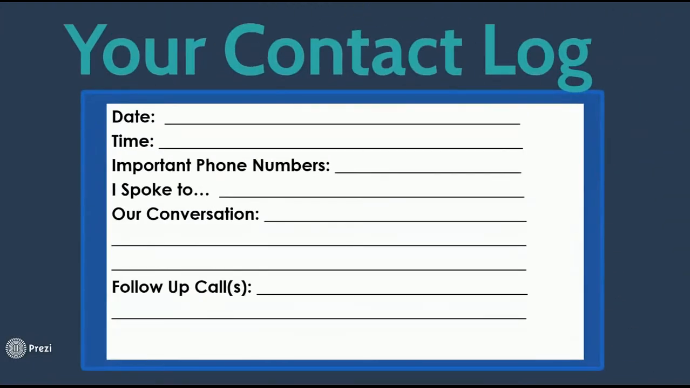Here's an example of a contact log. You can use whatever you have available to create it. This can be a notebook, on the computer, or even in your phone. In your log, write down names, numbers, and emails of the people that you come into contact with. When you have meetings, take notes about what was said and who was there. Write down when you should place follow-up calls if necessary.